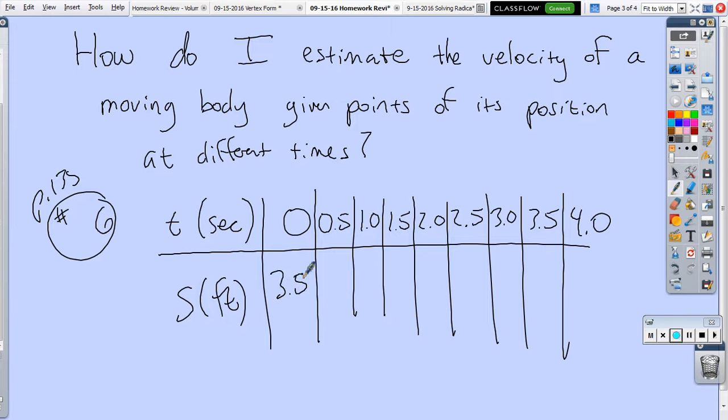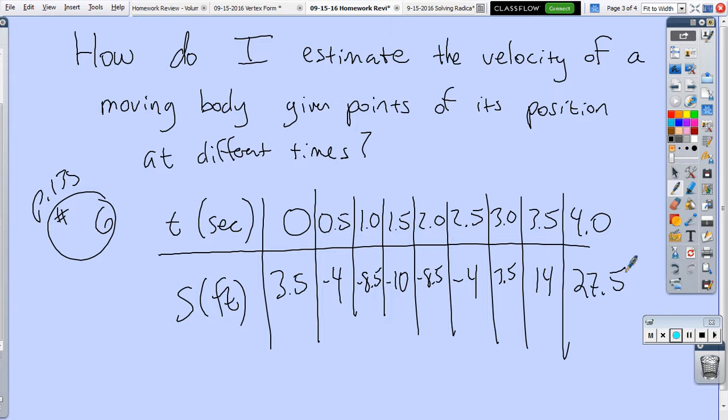So we have 3.5, -4, -8.5, -10, -8.5, -4, 3.5, 14. I kind of jumped up pretty quickly, 27.5.